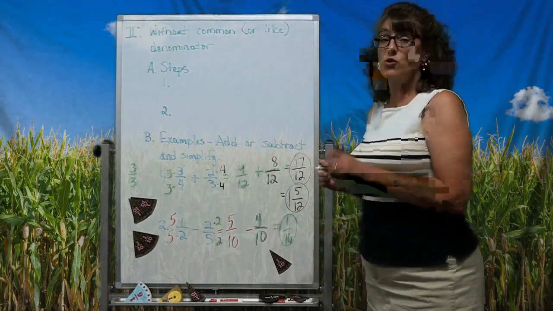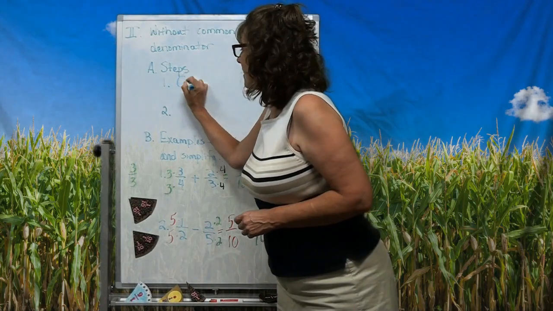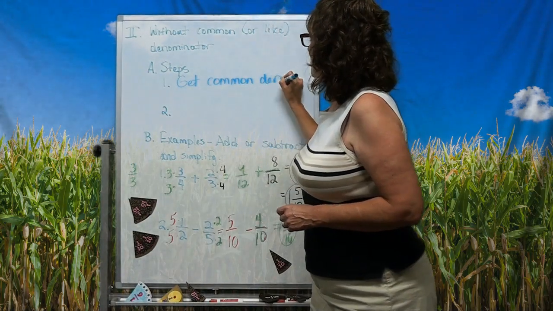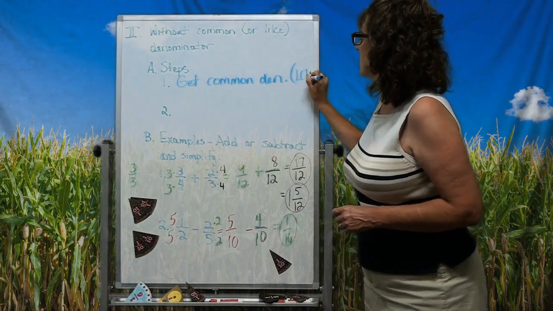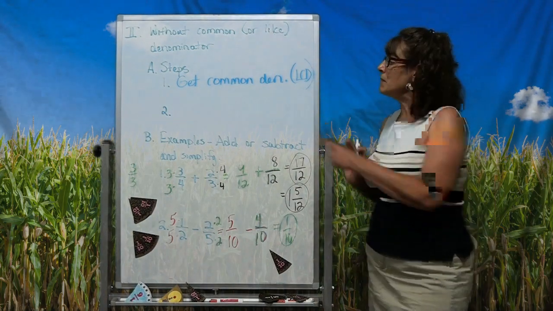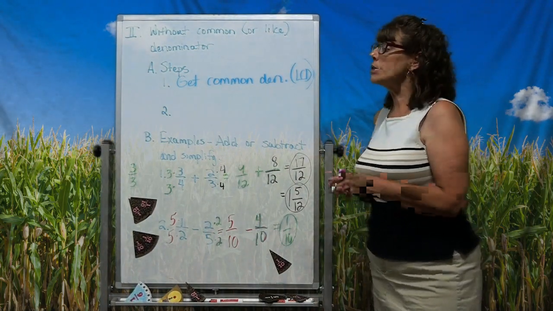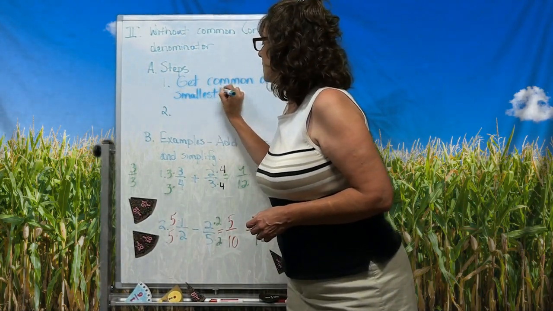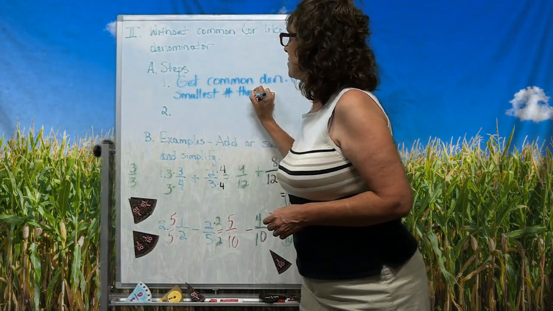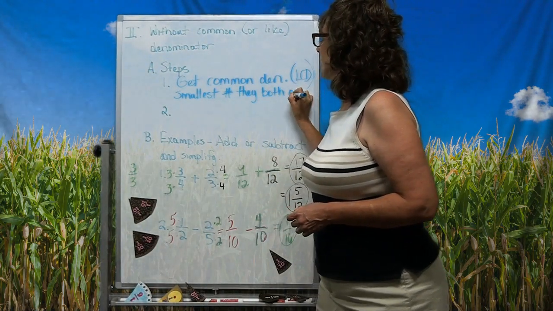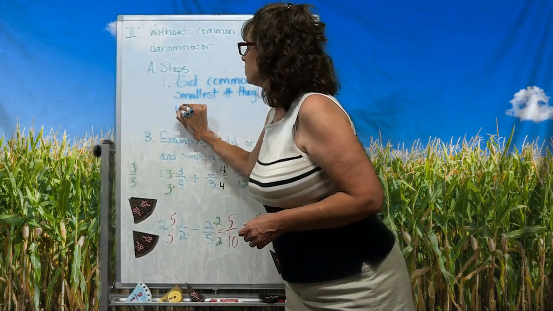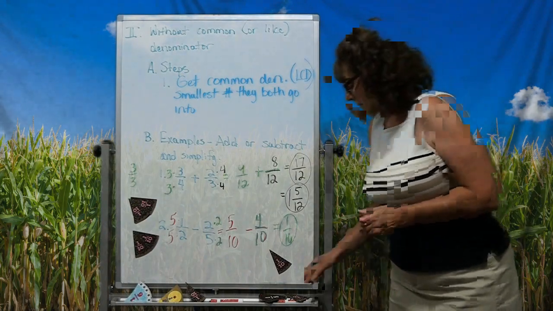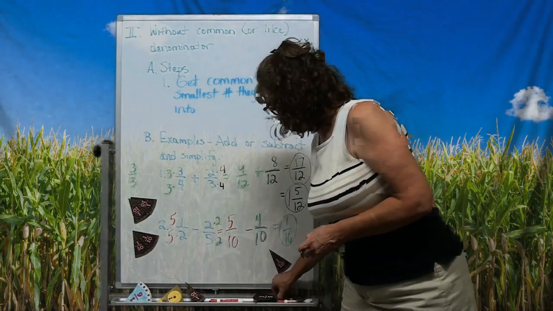So the steps for when you don't have a common denominator are obviously get that common denominator. Get the common denominator, which we lovingly call the LCD, least common denominator. So in other words, to get that common denominator, I want the smallest number they both go into. Now, once I get that common denominator, what I'm going to do next is adjust those numerators.